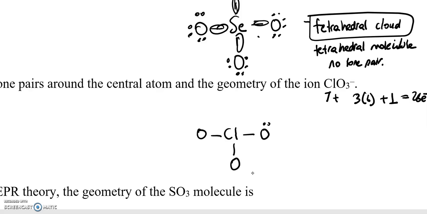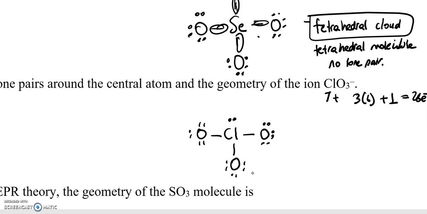I have 20 left. 1, 2, 3, 4, 5, 6 on each oxygen. I have 18 used up here, so I have 2 extra left, which goes on the chlorine. So I used up all my electrons, right? I look at the oxygens, they have octets, and the chlorine here has an octet as well. So this is done, right?